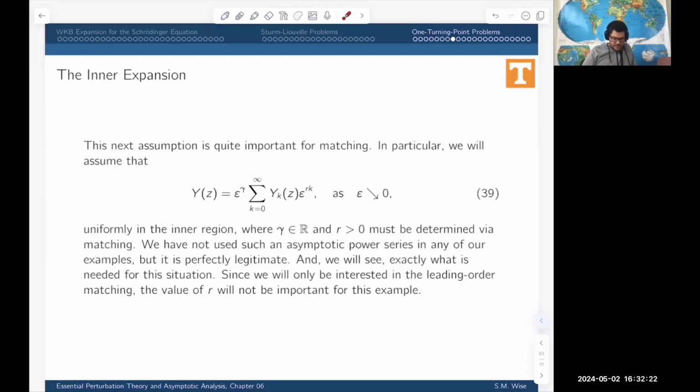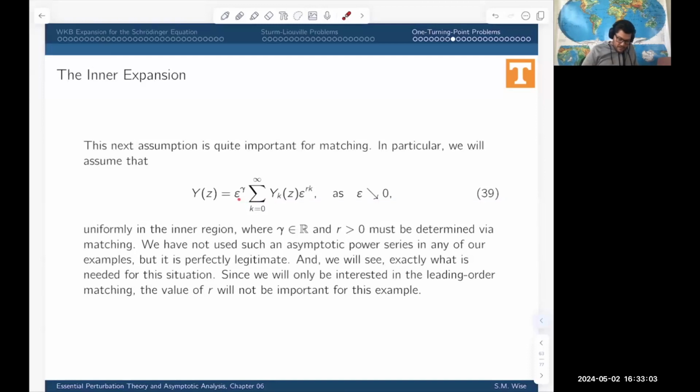Now, let's look at the structure of this. So capital Y, we're saying, is an asymptotic power series in non-integral powers of epsilon. That's because R is just some positive scaling. So R could be like 1/2, in which case this is half integral powers of epsilon. But it's still fine. But this adds another layer of complexity that is also new and different.